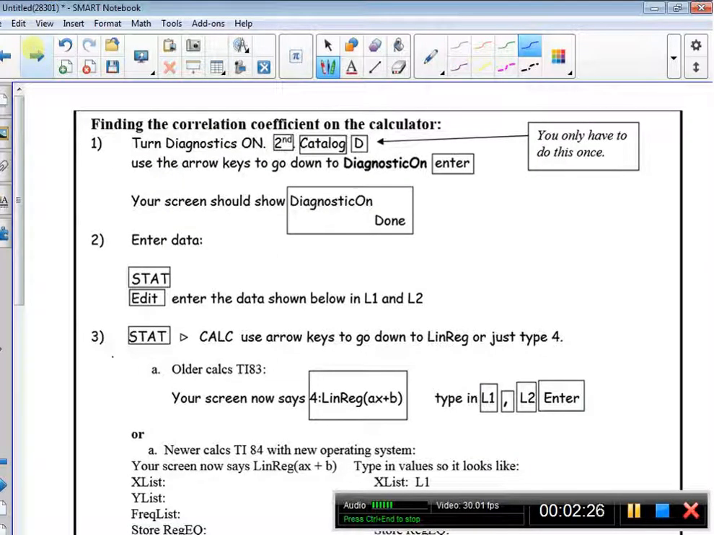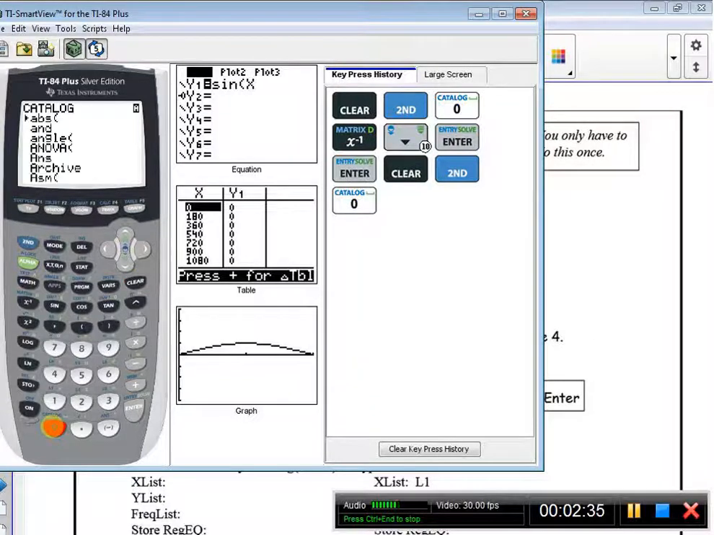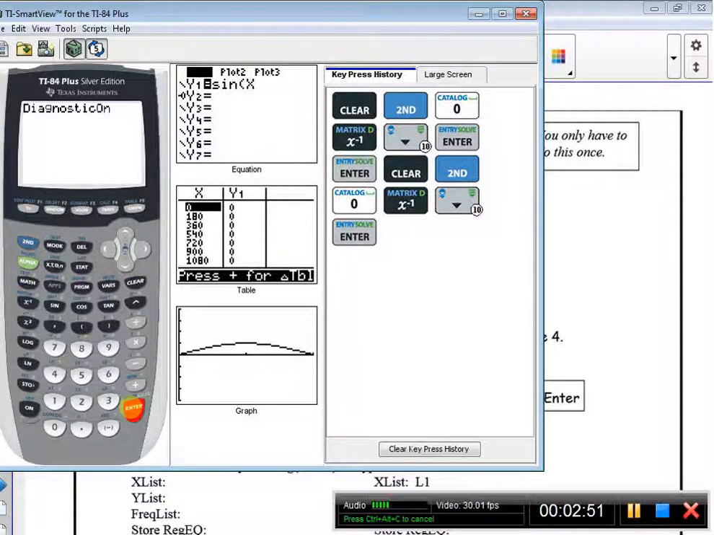On the next page, we're going to turn some diagnostics on. So to do that, you go to second 0, which is catalog, and then you want to get D, so you go to x to the -1, and it takes you to the D's. It's already in alpha mode, so I didn't have to hit that button. Find diagnostics on, and then I hit enter twice until it says done.